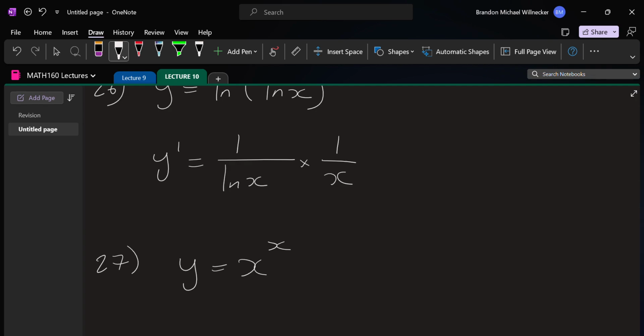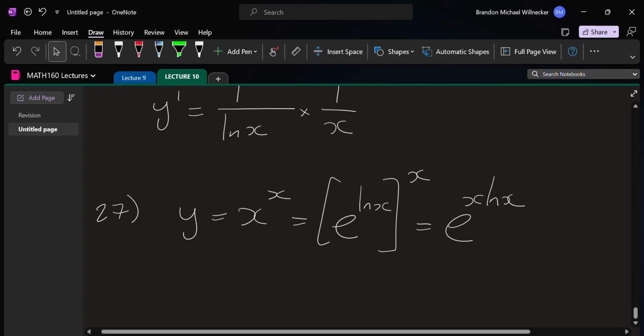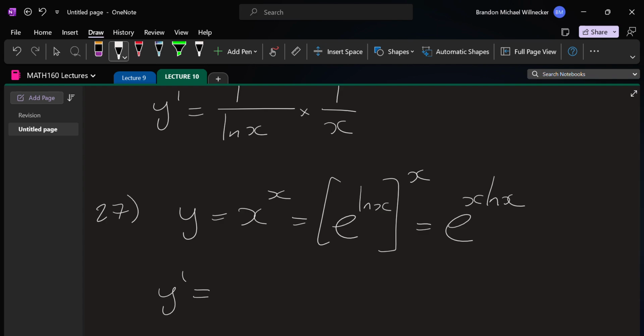The next one's a bit interesting. So we have y equals x to the x. Here we can't use any power rule because the exponent is x. We can only use the power rule if it's something like x squared or x cubed or x to the half. Here we can't do that. So what we're going to do is rewrite this as e to the natural log of x to the x. So e to the natural log of x, they cancel and we're left with x. So in the end, this is just x to the x again.